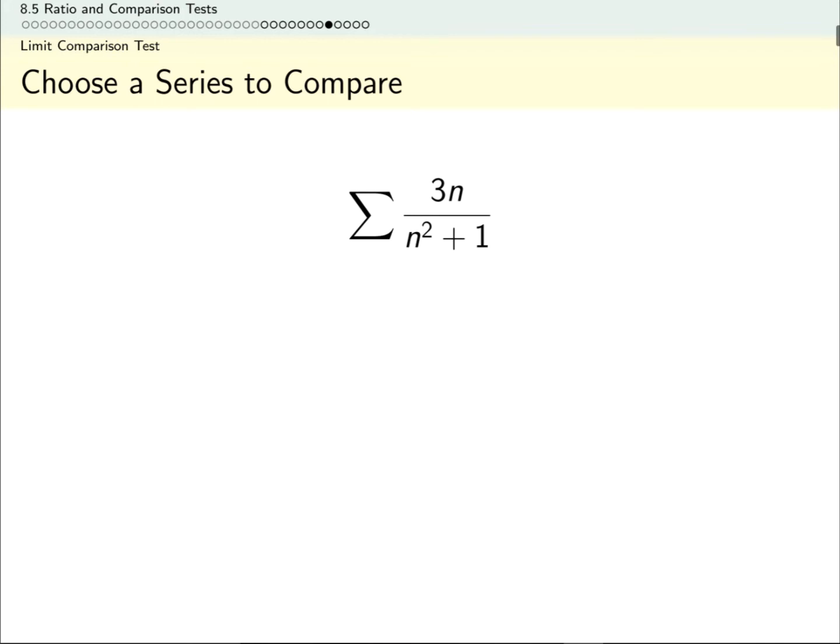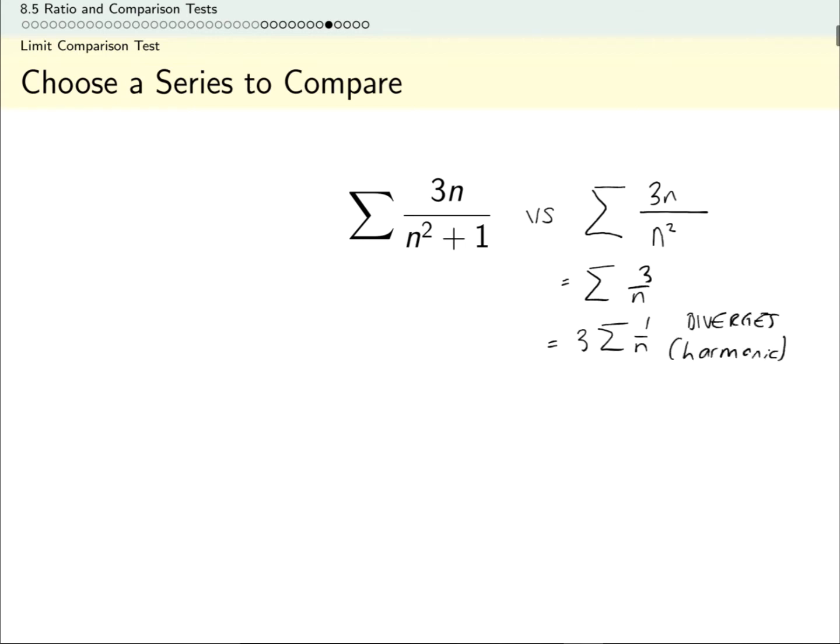So let's think about what we might want to compare this series to. On the bottom I have a polynomial. It's a quadratic term and a constant term. So I guess the quadratic term is going to dominate. That's going to really define the character of the denominator. The numerator, I have 3n. This simpler series is just a harmonic series times 3. It is easy to deal with because I automatically know it diverges.